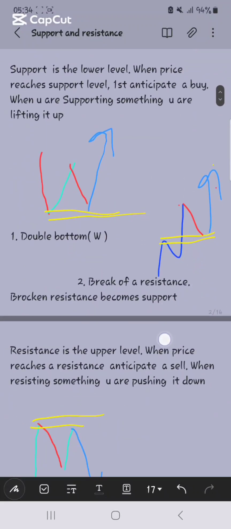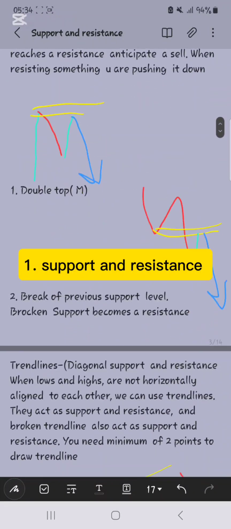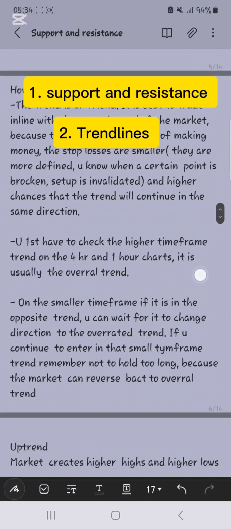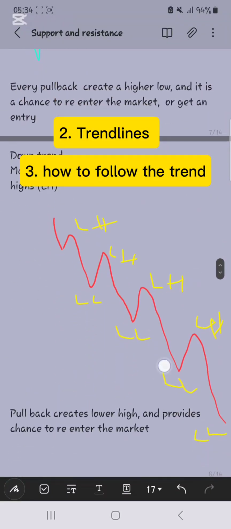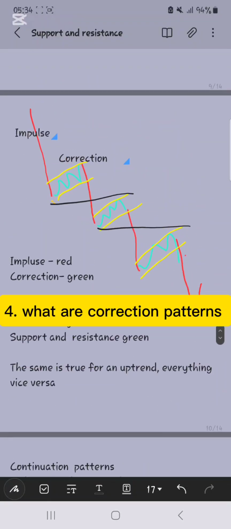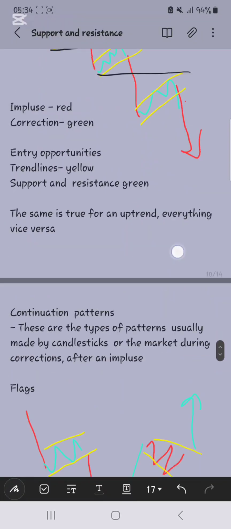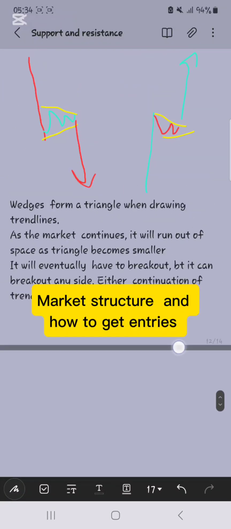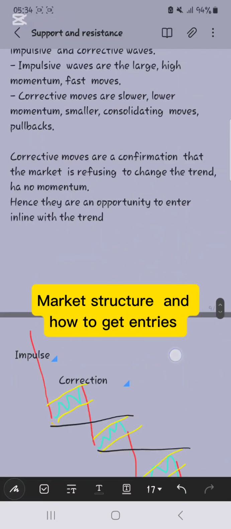So today we're going to be discussing support and resistance, some basic price action concepts, trend lines, how to follow the trend, how to determine where the trend is, and what corrections we have to look for in order to trade. So mainly we're discussing the structure of the market. That's the main purpose of this video.